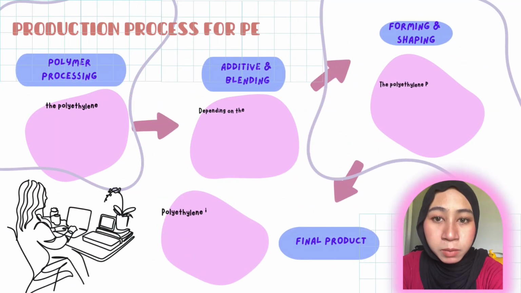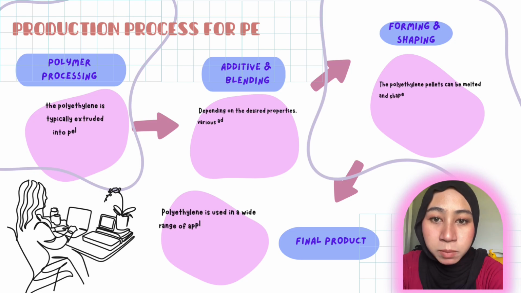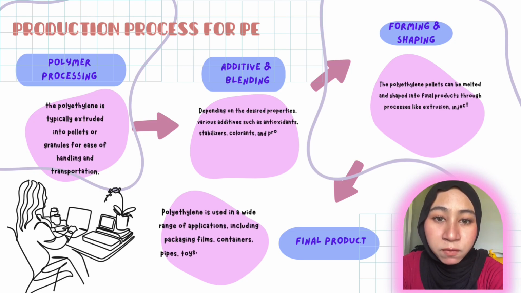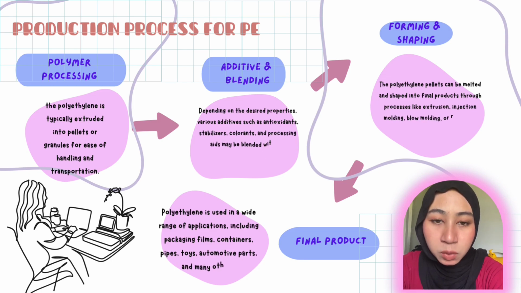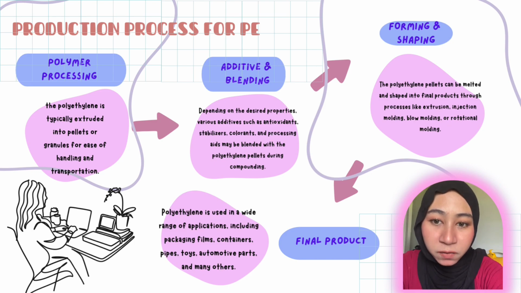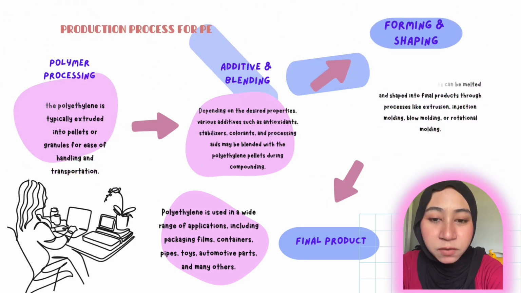Next, we have polymer processing. Once polymerized, the polyethylene is typically extruded into pellets or granules for ease of handling and transportation. Next process is additive and blending. Basically, depending on the desired properties, various additives such as antioxidant, stabilizer, and colorant are added. Next, we have forming, shaping, and lastly, final products like packaging films.